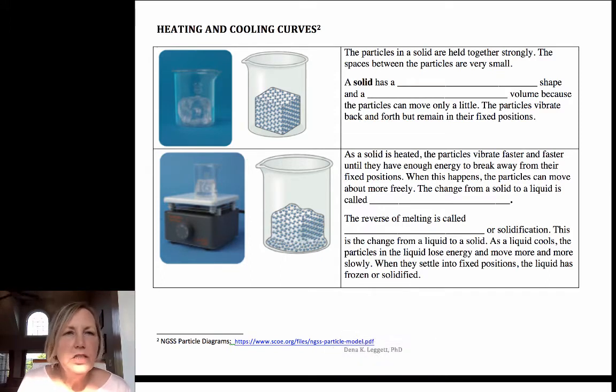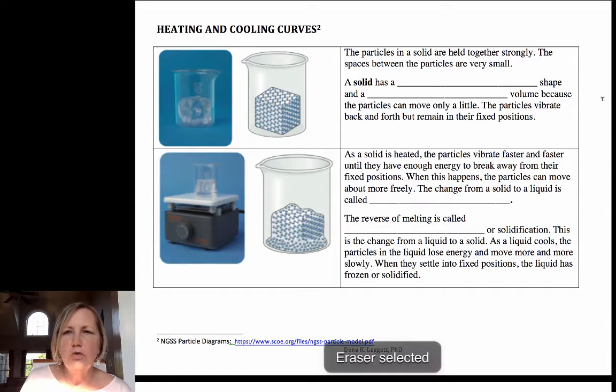In this segment, we're going to be talking about heating curves and cooling curves. So let's go through these phases and the processes in a picture and particle diagram, and then I'm going to make a graph so we can link this all together.